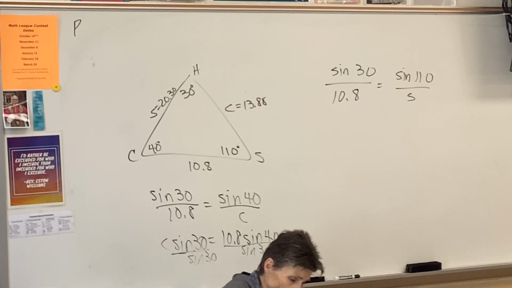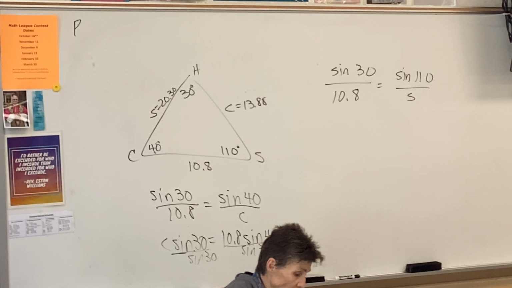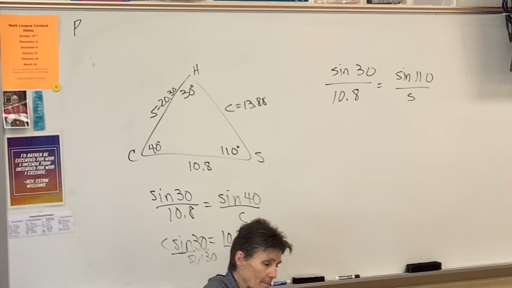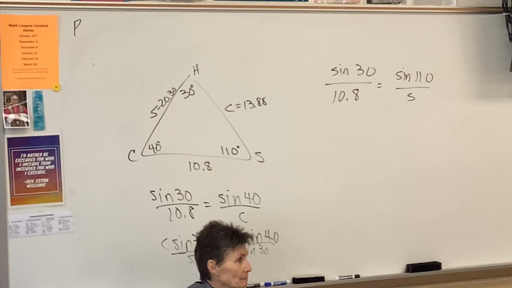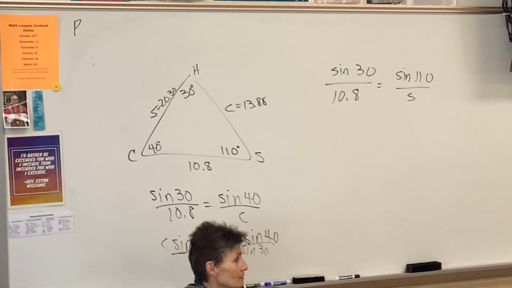sine 53 over C, because right now we don't know C. So C sine 79 equals 19.1 sine 53, and C will equal 19.1 sine 53 divided by sine 79. So 15.5. Where's your calculator, Brayden? Type it in.